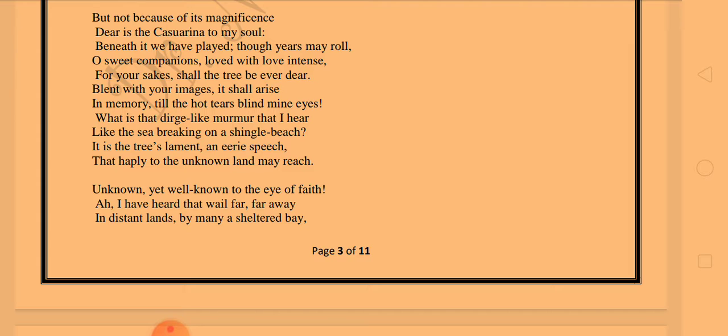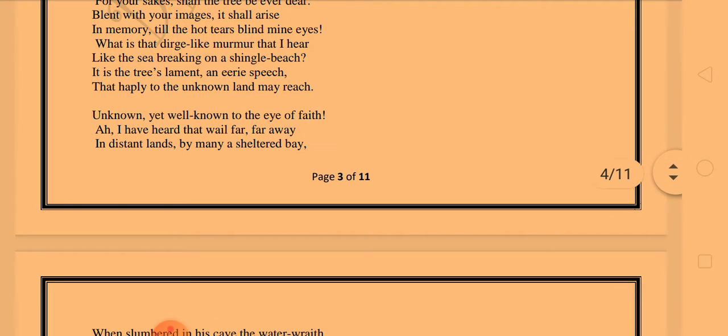Every heart has some kind of sense of loss in it. Everyone has lost someone near or dear at some point of life. So they have that lamentation in their heart. Those lands are unknown, yet well known to the eyes of faith. Although they are unknown to mankind, they are well known to the eye of faith. These are the lands where we reach after our deaths. So what happens after our deaths? These lamentations, these sounds, they reach our ears even after that.